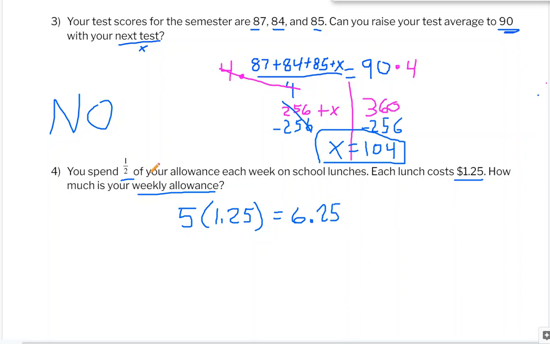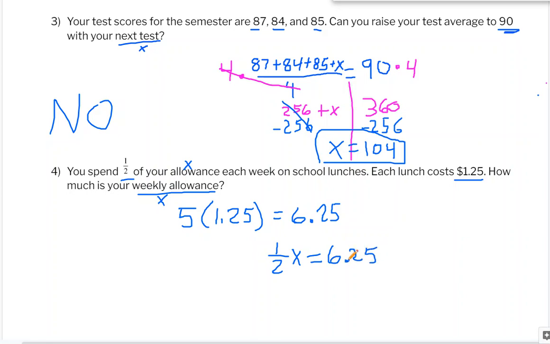So we know that half of that is our weekly allowance. So we don't know our weekly allowance. That is our x. Our weekly allowance is our x. That's our variable. So we know that half of our allowance, so half of x, is going to equal $6.25.